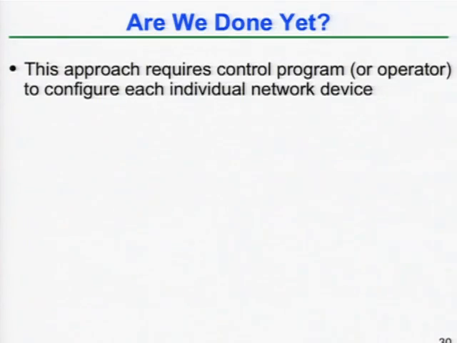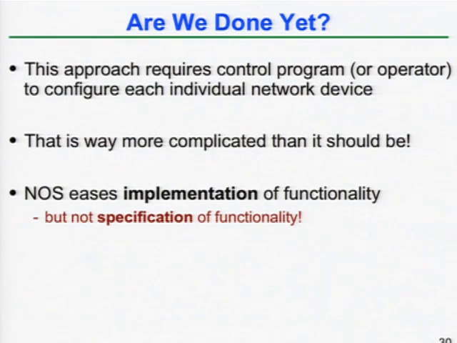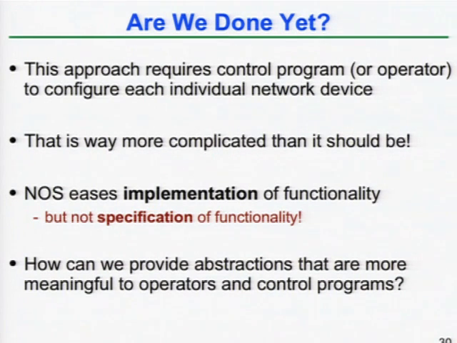So this approach is not done because it requires the control program or the operator to configure each individual network device. And that's way more complicated than it should be. So the network operating system eases the implementation of functionality. It says, okay, you tell me how you want to configure the network and I'll go do it for you. But it doesn't ease the specification of functionality. You still need to decide on what the FIB is and what the ACLs are on every single switch in the network. Okay? That's way too complicated.